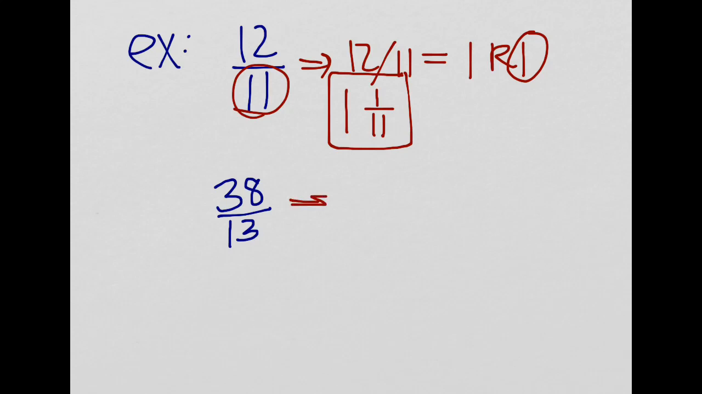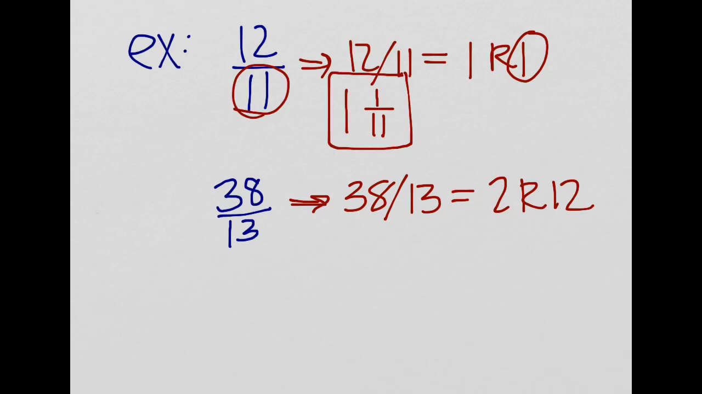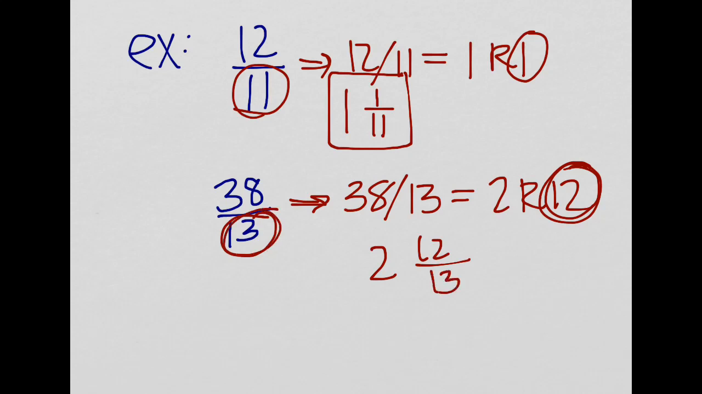Now let's look at 38 over 13. Well, I'm going to divide 38 divided by 13, and that is equal to 2 remainder 12. Now I'm going to take my remainder and put it over my original denominator. So I have 2 and 12 over 13, and that's my solution.